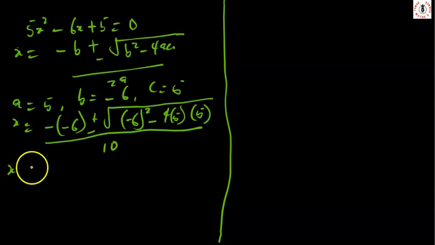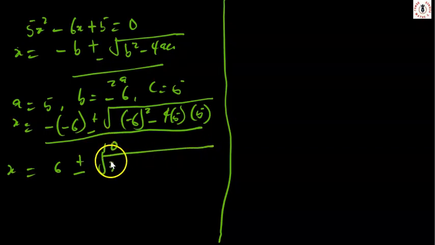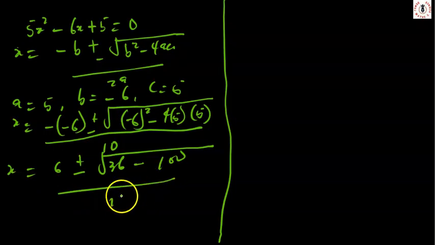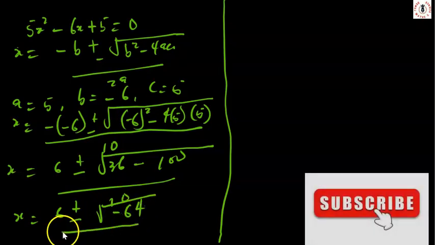So x obviously will be the same thing as minus 6, that's plus 6, plus or minus square root of minus 6 all squared, that will be 36, minus 4 times 5, that's 20, 20 times 5, that's 100, over 10. So x now will be the same thing as 6 plus or minus square root of minus 64 over 10. You agree with me that solving the square root of minus 64 can be a lot challenging. So this leads us to what we've been talking about, which is our complex numbers.